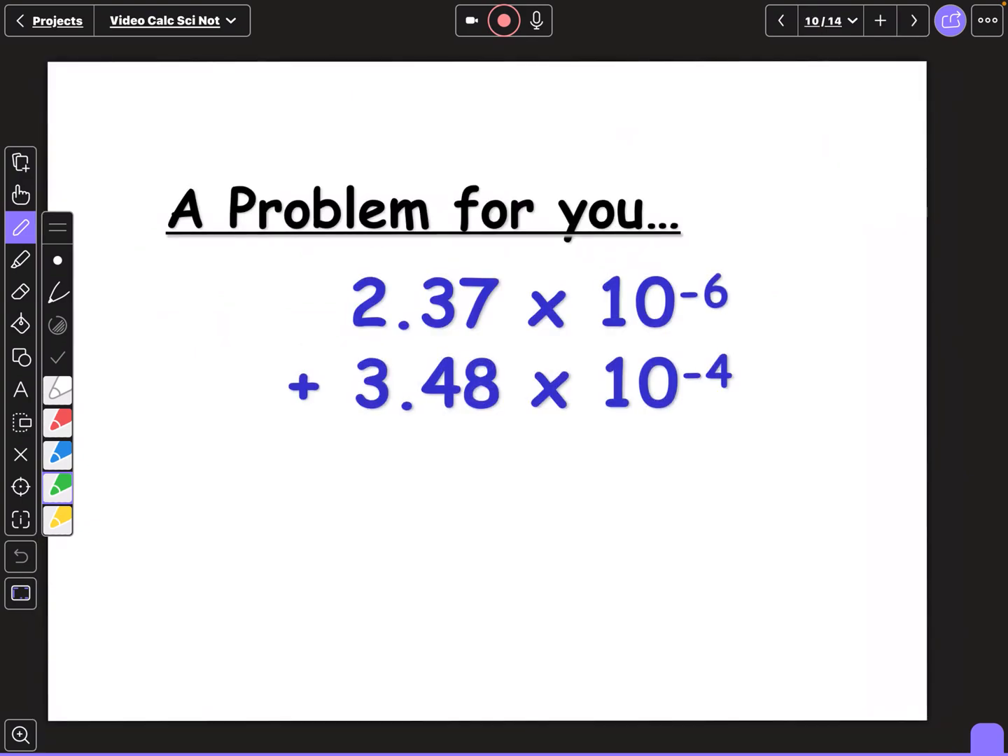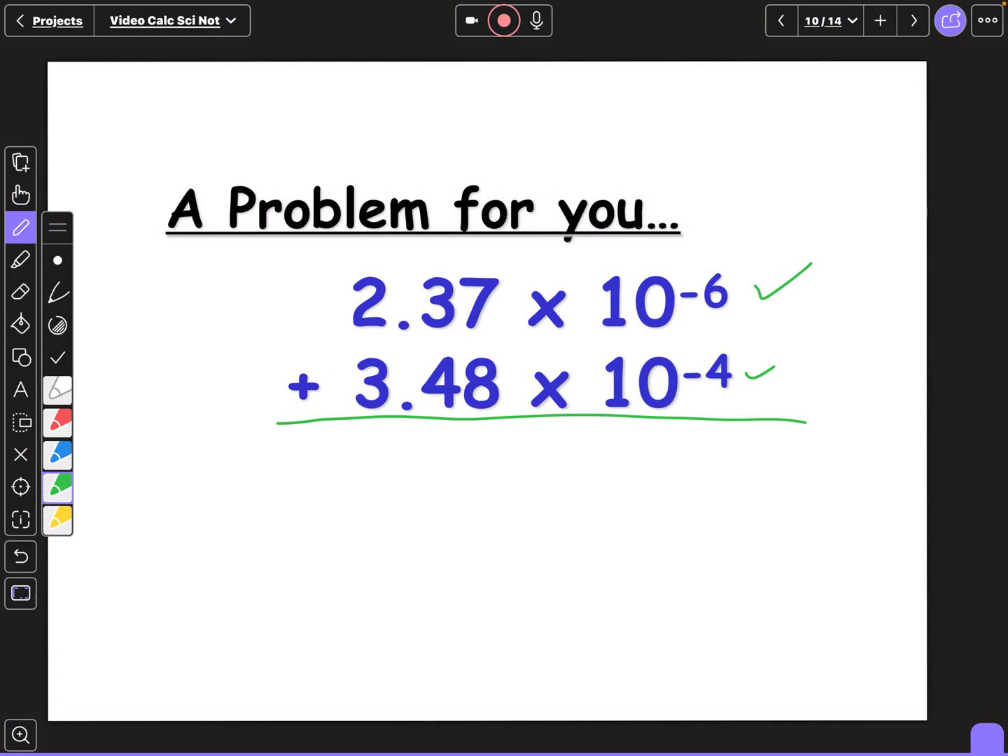So here's a problem. We'll work through this one together. Now, if you notice, our exponents are different, but they're negative. And I told you, always pick the smaller of the two and match it up with the other one. Well, if these numbers were positive, 4 would be the smaller number, so I would change this one. But since they're negative, actually this top number is the smaller of the two.